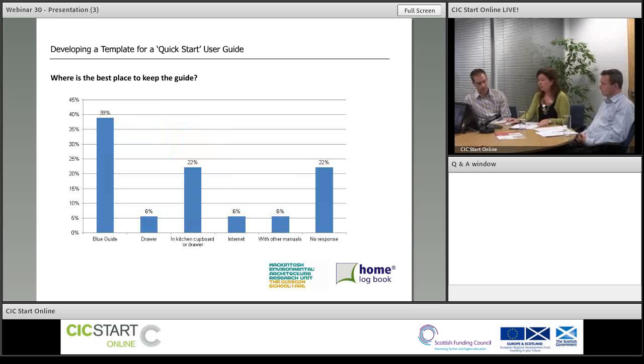And of course we then went on to say, well, where is the guide now? Where have you put it? And of course, as you can imagine, some people didn't know or couldn't find it. But the majority of people kept referring to something called the Blue Guide, which must be a document or a folder that they put all their technical information into.